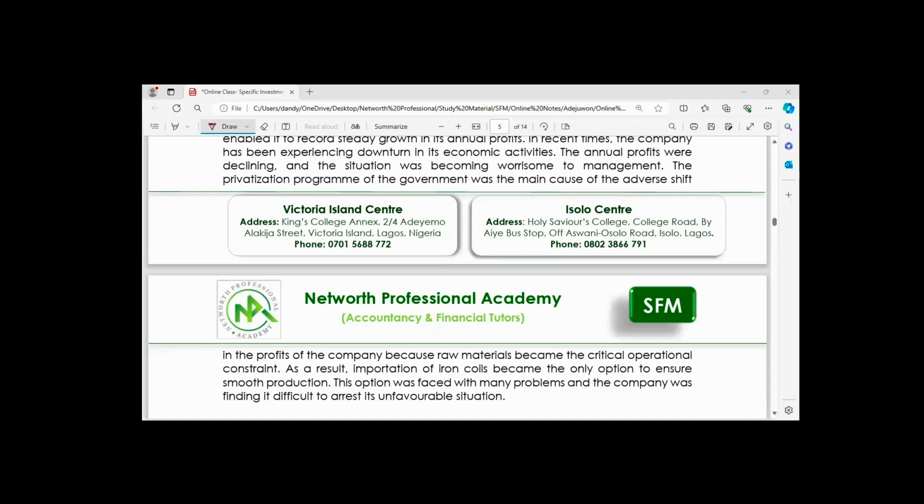Profits of the company, because raw materials became the critical operational factor. As a result, importation of iron coils became the only option to ensure smooth production. This option was faced with many problems, and the company was finding it difficult to arrest its unfavorable situation.